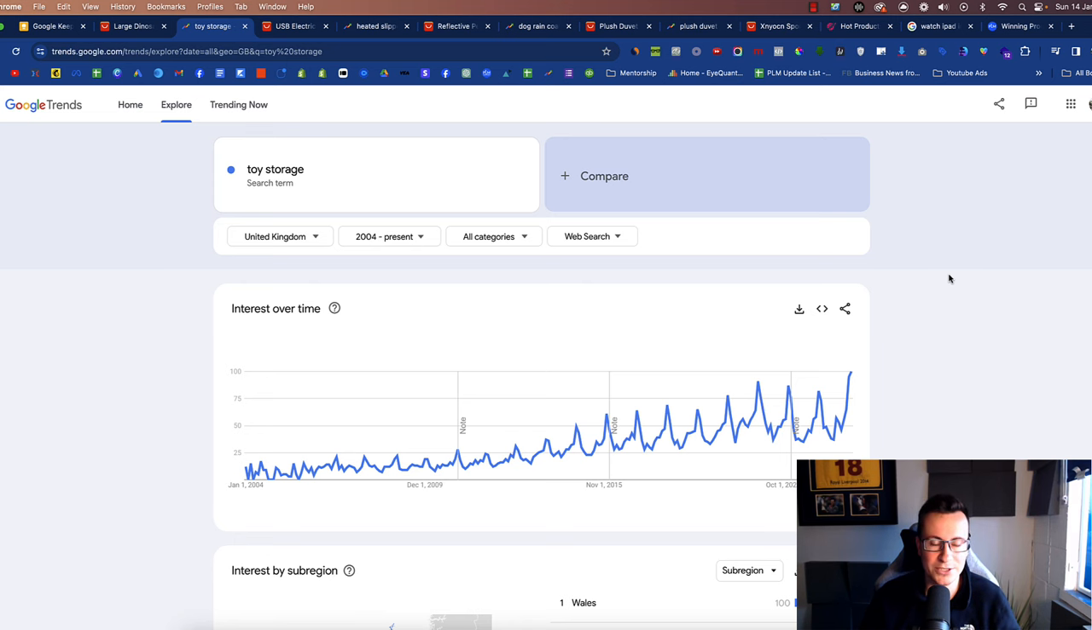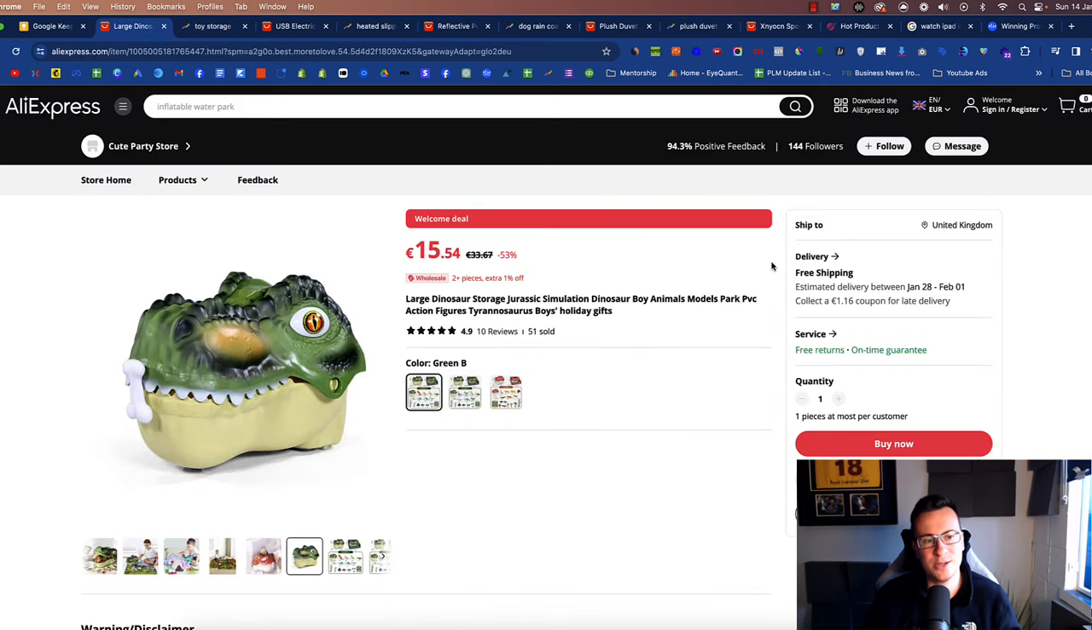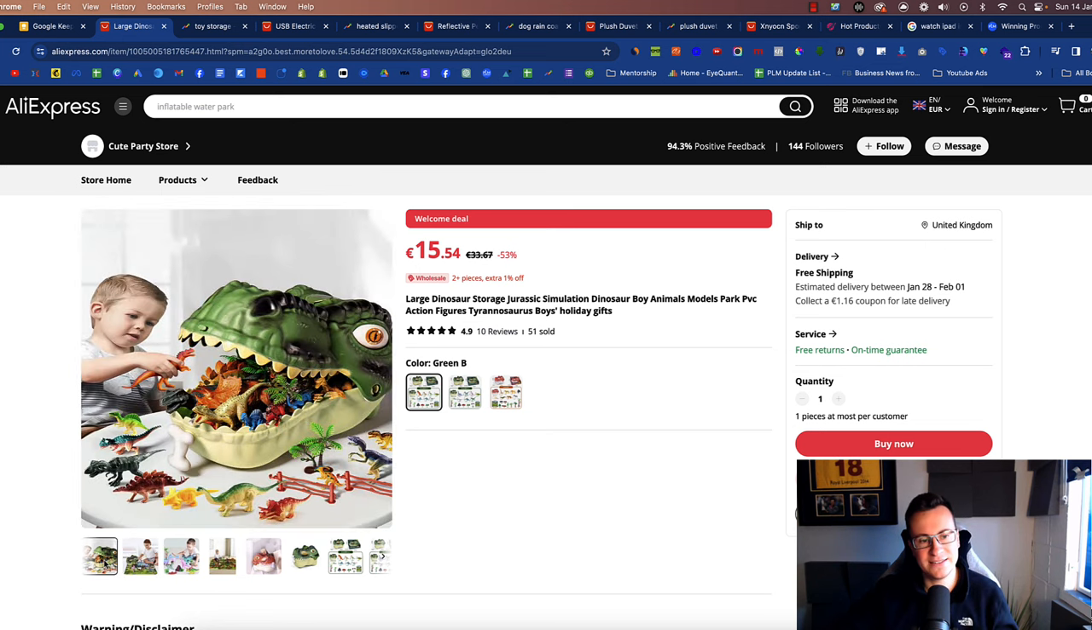Toy storage. So one product that I found that helps fix this issue is this out of the ordinary storage box that is shaped like a dinosaur head. What's really cool about this product is their mouth opens up and you store the toys inside. It's kind of like a fun, quirky version of a traditional toy storage box. And that's the key takeaway here. I'm showing you product ideas, but it's not the exact product idea you have to take from this video. It's the niche, the toy storage niche.